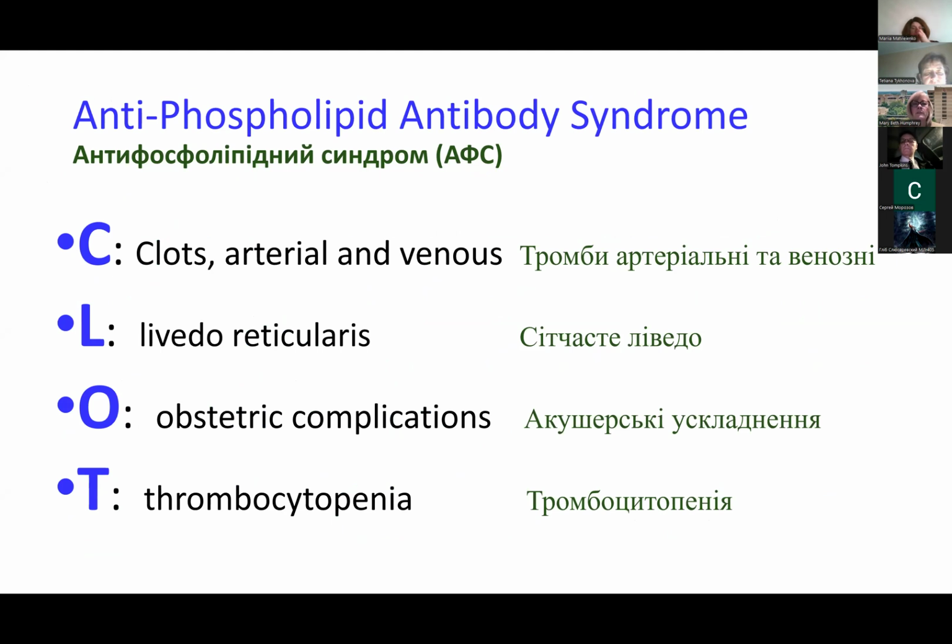So what is antiphospholipid syndrome? You can kind of think about it as four things that make up the word clot. So C is for clots, arterial and venous. So this is not just venous clots, it's arterial clots. L is for livedo reticularis, which is a particular rash, or skin finding that you can see. We'll see pictures of that later. O is for obstetric complications, and T is for thrombocytopenia. So that's clot.